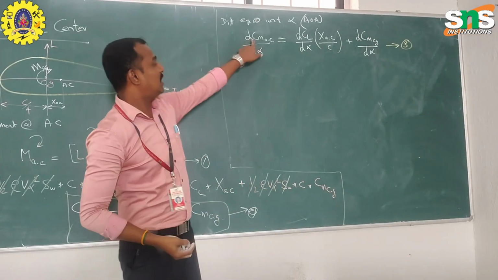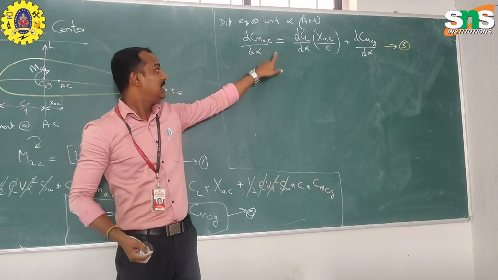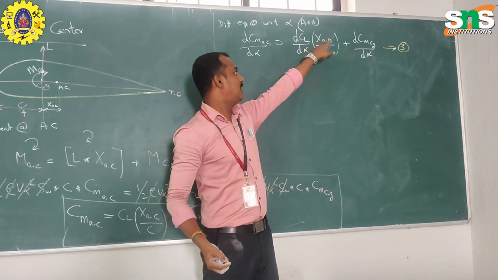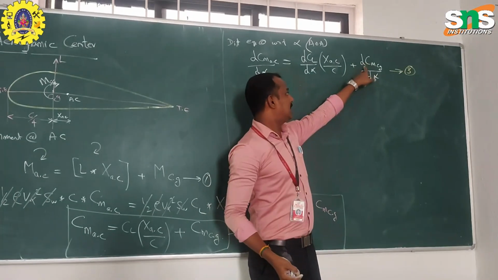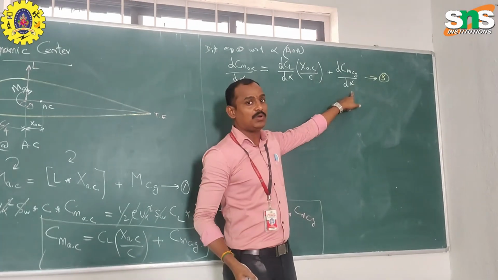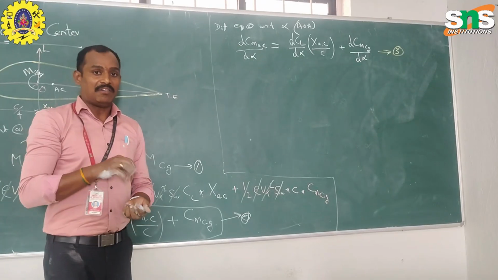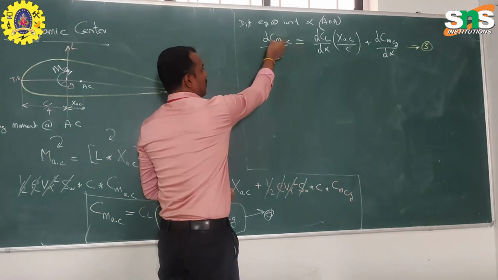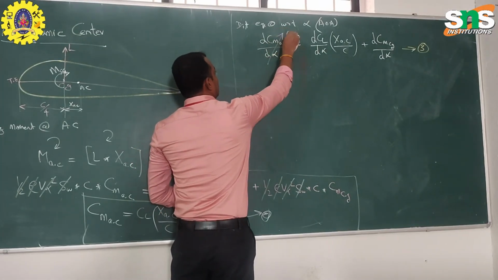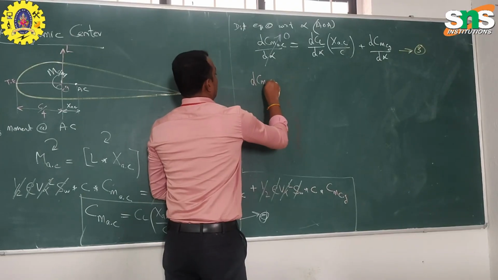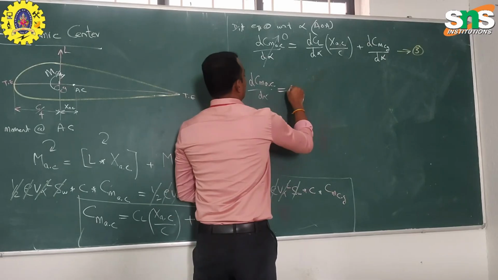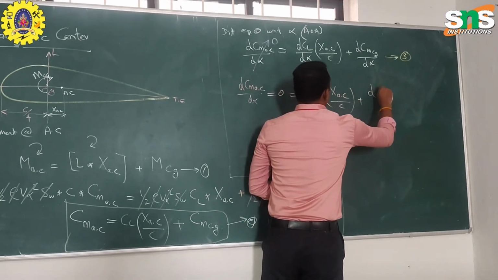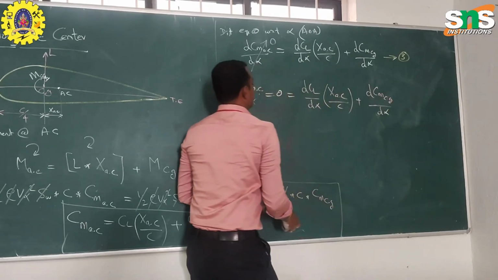That means the rate of change of the moment coefficient at the aerodynamic center with respect to angle of attack is equal to the rate of change of lift coefficient with respect to angle of attack times the distance of the aerodynamic center divided by chord, plus the rate of change of the moment coefficient at the center of gravity with respect to angle of attack. From the definition, the pitching moment is invariant at the aerodynamic center, so it is equal to 0. So d C M AC by d alpha is equal to 0, which is equal to d C L by d alpha times x aerodynamic center by chord plus d C M CG by d alpha. So this will be 0.